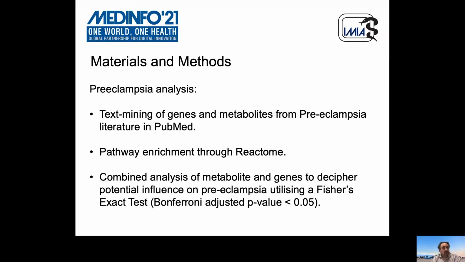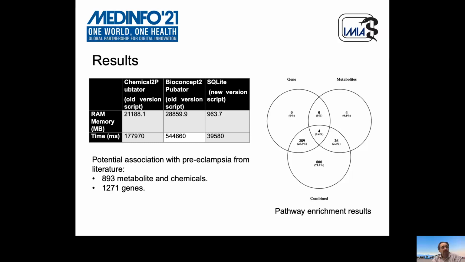We carried out a pathway enrichment using Reactome as database of interest, and we combined the analysis of metabolites and genes to decipher the potential influence of preeclampsia on these elements, using a Fisher's exact test with a Bonferroni adjusted p-value of 0.05. The results show that there is a significant change in the resources that are used between the new, updated version and the previous one.